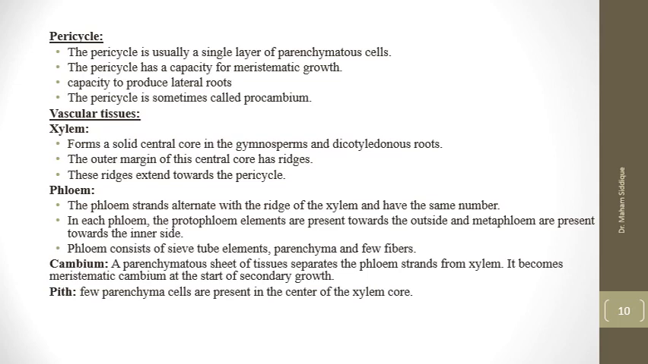Vascular tissues. Vascular tissues include xylem and phloem. Xylem forms a solid central core in the gymnosperm and dicotyledonous roots. The outer margin of the central core has ridges. These ridges extend towards the pericycle. The number of xylem ridges varies in different plants.